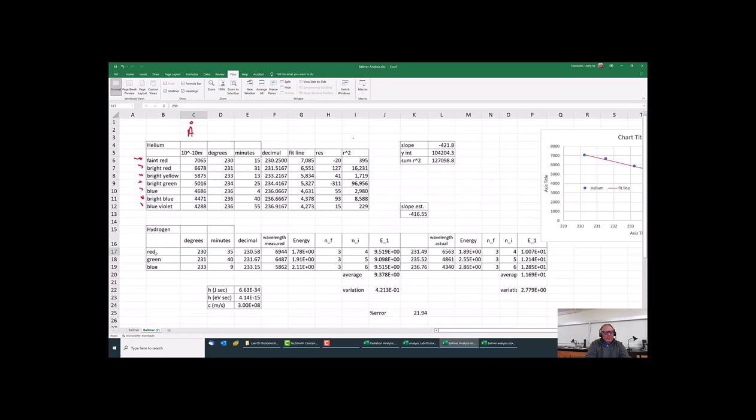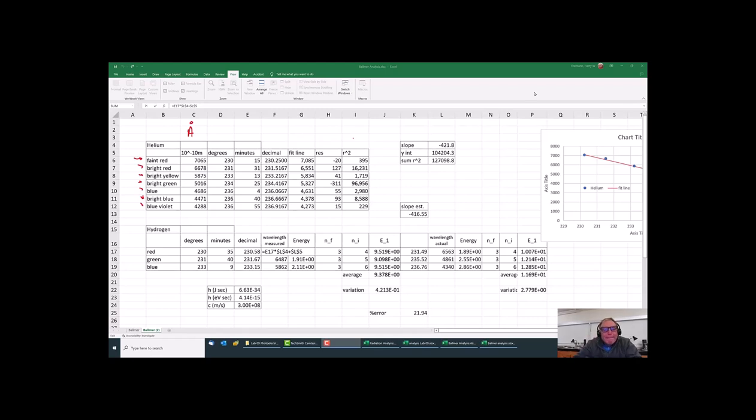So now what we do with the hydrogen is all we have are colors, and then we go ahead and we measure angles, and once again we change it into decimal, and now we use our physics equation up there, and this is nice because the way we set up the graph up above, the slope and the y-intercept are directly applicable. And pause for a moment.